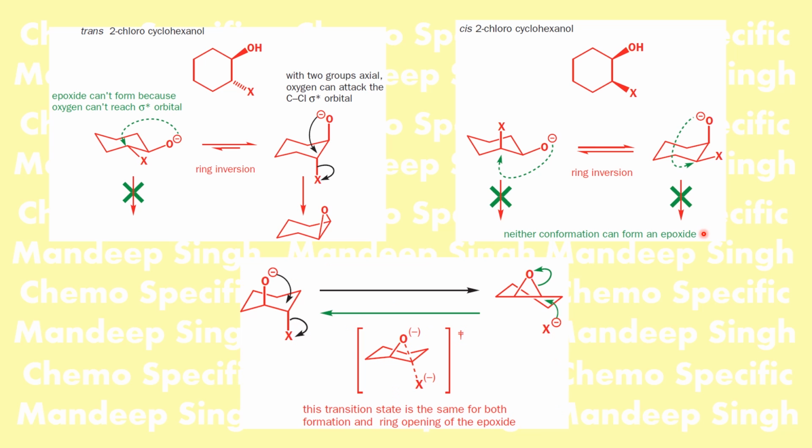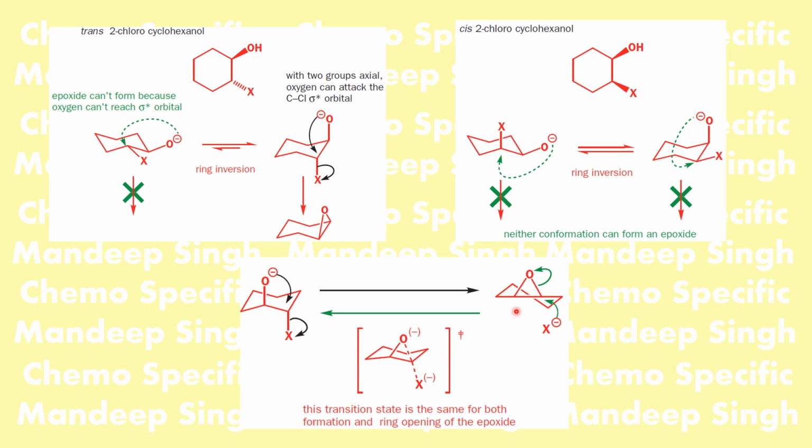So what does it tell us? What is the lesson that is learned, or what does it say about the epoxide formation? It says that in order for the epoxide to form, the O minus should be able to reach the carbon-X, carbon-chlorine, or carbon-bromine sigma star orbitals. So they should be anti-periplanar. That means only then the epoxide formation will take place.